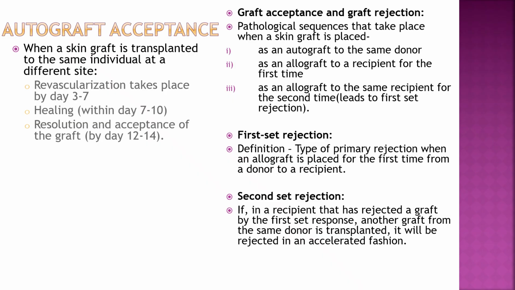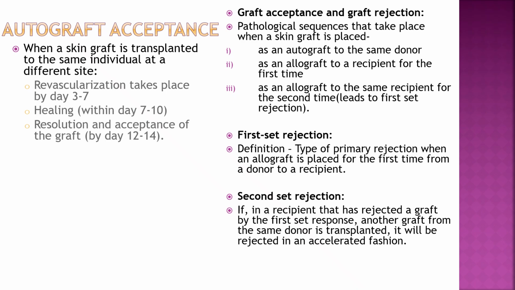Autograft acceptance: when, say, a skin graft is transplanted to the same individual at a different site, revascularization takes place by 3 to 7 days, healing within 7 to 10 days, and resolution and acceptance of the graft by 12 to 14 days. Graft acceptance and graft rejection.